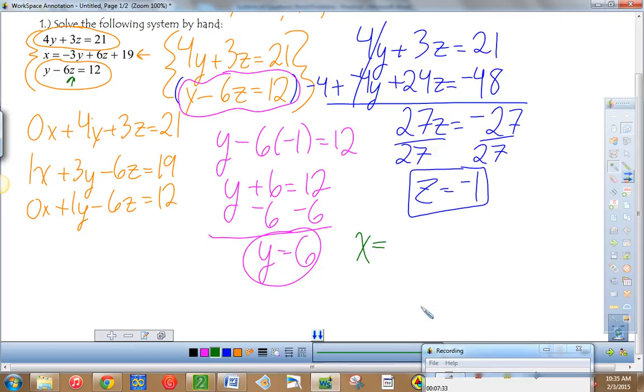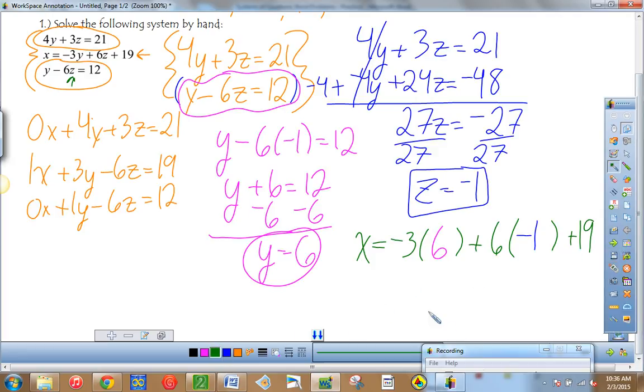Alright, and then X, we've got a big old equation for that guy. We got 3 times Y plus 6 times Z plus 19. And we know both of those values. We know that Z is -1, and we know that Y is 6. And you can throw that all into your lovely calculator.